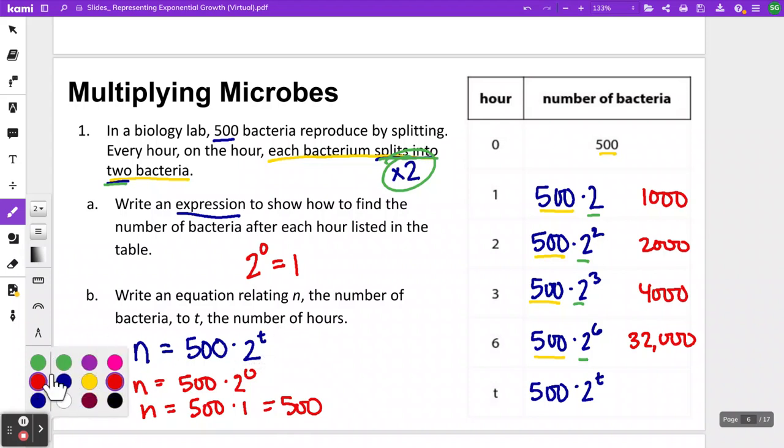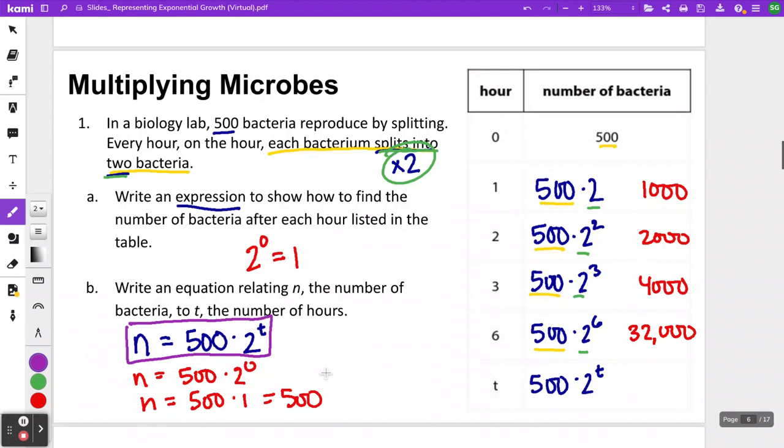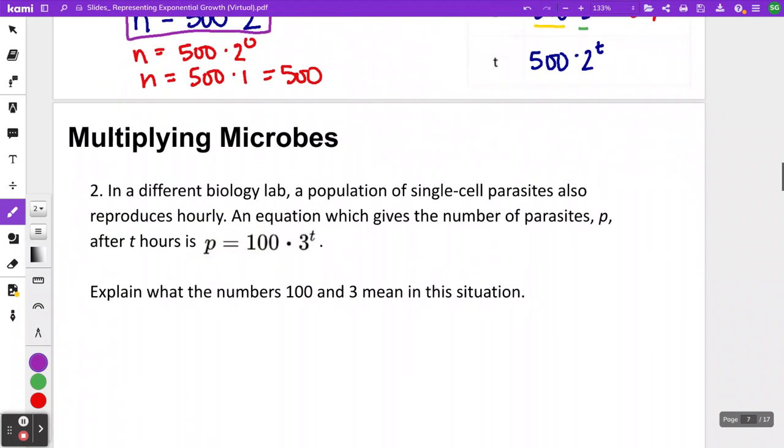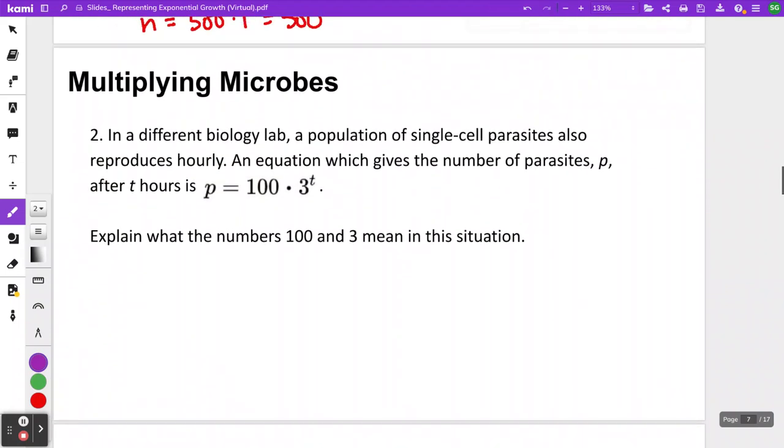The idea of this lesson is really focused on equations of exponential relationships. We want to be able to represent exponential growth, like this bacteria, with this equation here. We also want to do the opposite of this. So instead of me giving you a story and you writing an equation, we also want to be able to look at an equation and understand what the story would be.